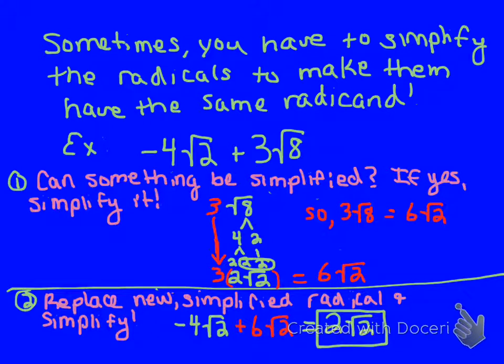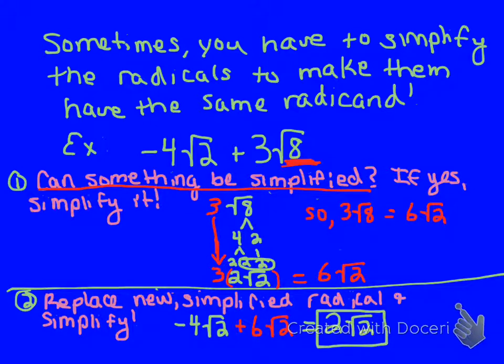If you have something that can be simplified, if one of your radicands can be simplified, then you have to simplify it before you can say that you don't have any like terms. So you have to ask yourself on every question, can something be simplified? And if yes, you must simplify it.